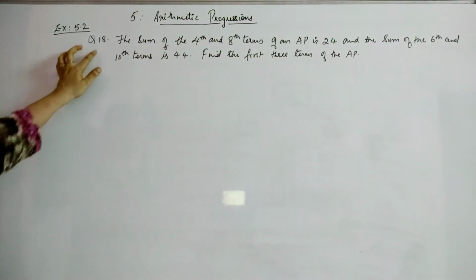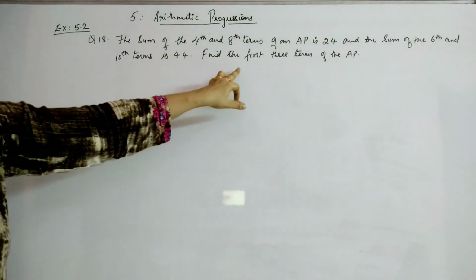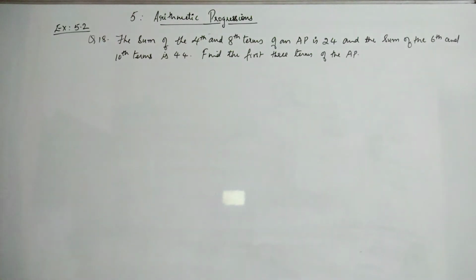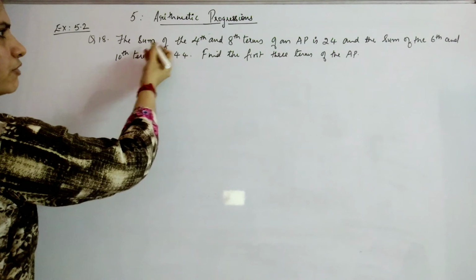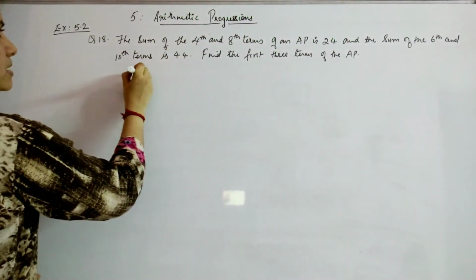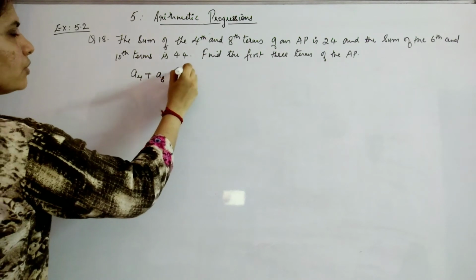Question number 18 is, the sum of the 4th and 8th terms of an AP is 24 and the sum of the 6th and 10th terms is 44. Find the first 3 terms of the AP. So in order to get the terms, you have to get what is A and D, right? So from the situations given, we will just go for what is A and D. 4th term and 8th term, both sum we will get as 24. 4th term is written as A4, 8th term, and sum of them will give you 24.